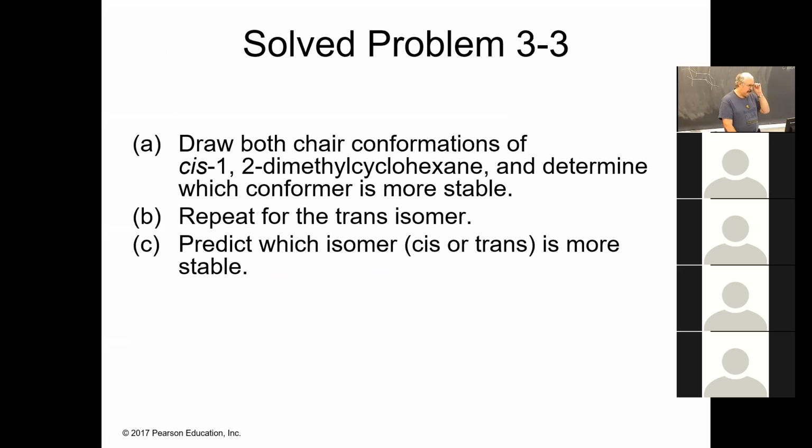Okay, so this problem involves draw both chair conformations of cis-1,2-dimethyl cyclohexane and determine which conformer is more stable. So let's do that. So here is cyclohexane ring, and cis 1,2-dimethyl.